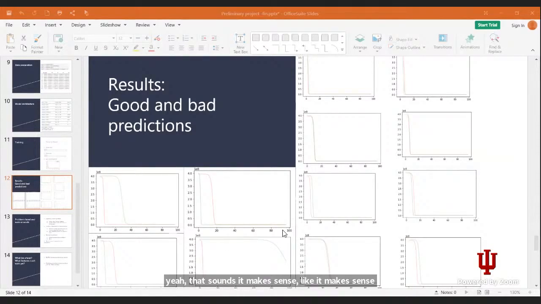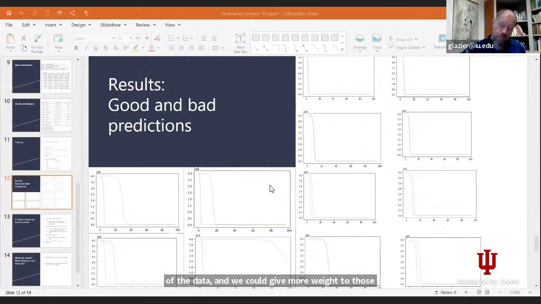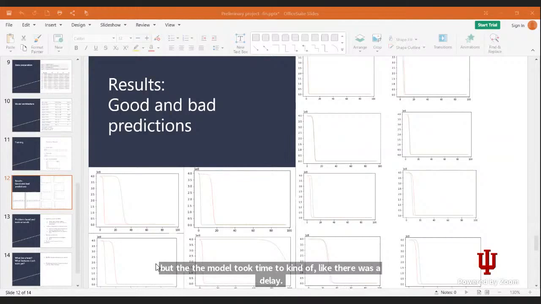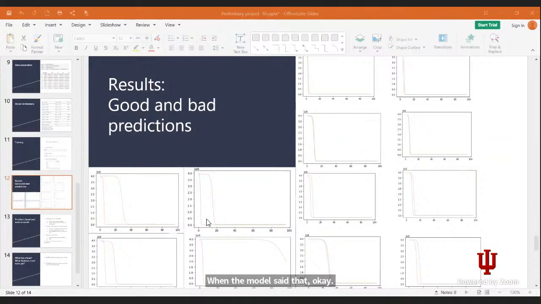It makes sense that the neural network was not able to capture it because it was dealing with a very exceptional case. One thing we could do is identify the outliers of the data and give more weight to those inputs. We could multiply that by 10 so that even if it shows up, the neural network has some way of dealing with it. On the top, the infection is pretty straightforward, but there was a delay when the model said, okay. Those cases still baffle me. I'm not entirely sure why that's happening.